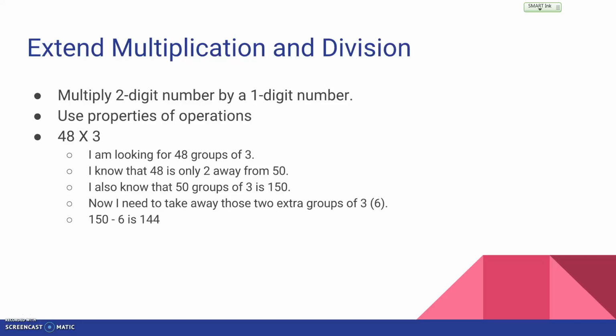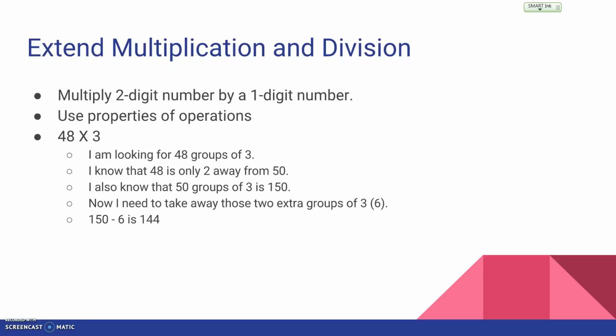48 times 3. I am looking for 48 groups of 3. Well, I know that 48 is only 2 away from 50. So if I add 2 more groups of 3, I can find 50 groups of 3. And 50 groups of 3 is 150. 50 is an easy number to multiply times 3. But I added 2 extra groups to make it easy on me. So now I need to take those 2 extra groups of 3 away. And 2 groups of 3 is 6. So I have to take 6, or those 2 extra groups of 3, away from the 150. And 150 minus 6 is 144.